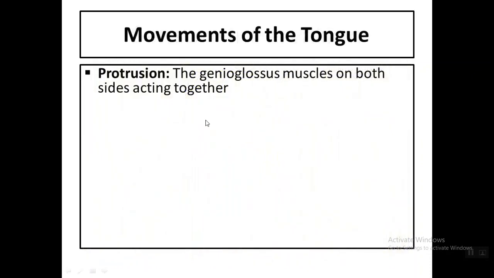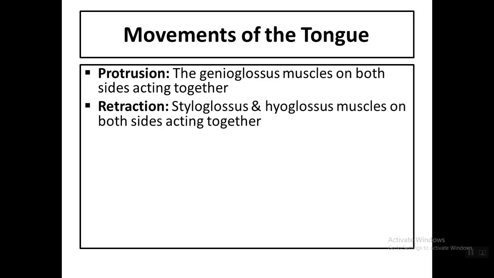What are the movements that are possible of the tongue؟ عندنا أول شيء protrusion. It means the movement of the tongue anteriorly forward. Protrusion is done by the genioglossus muscle on both sides acting together. Retraction means movement backward. حركة اللسان إلى الخلف. It is done by the styloglossus and the hyoglossus muscle on both sides acting together.